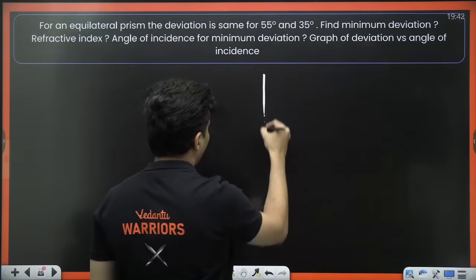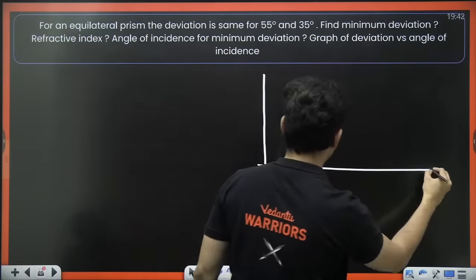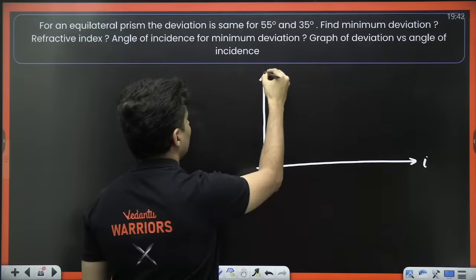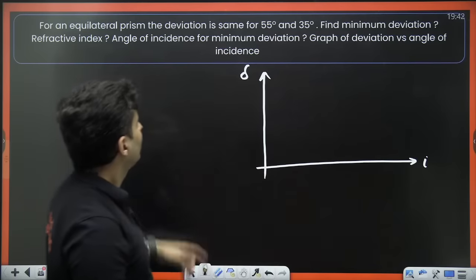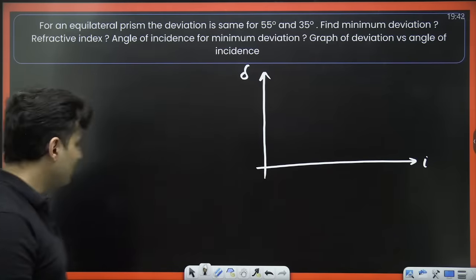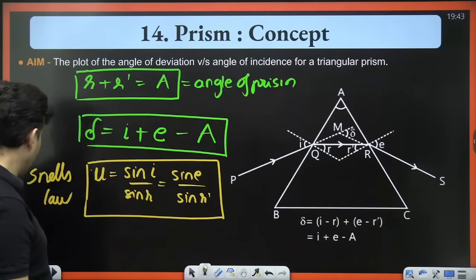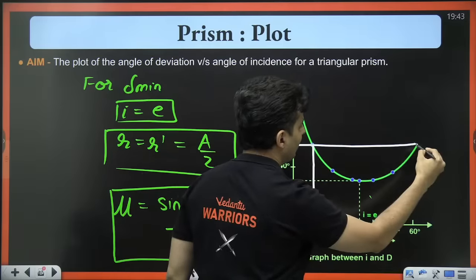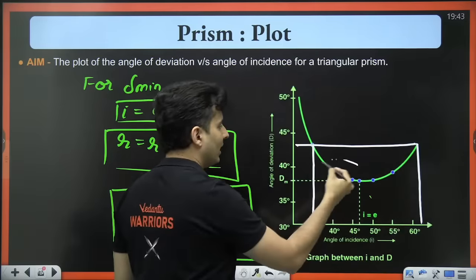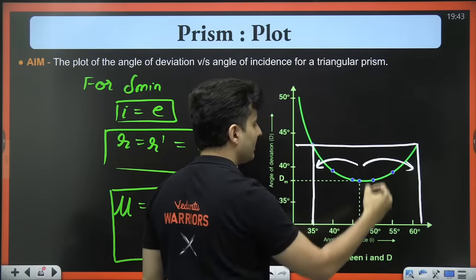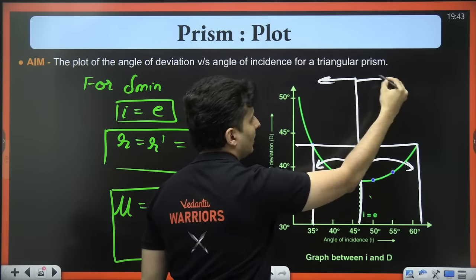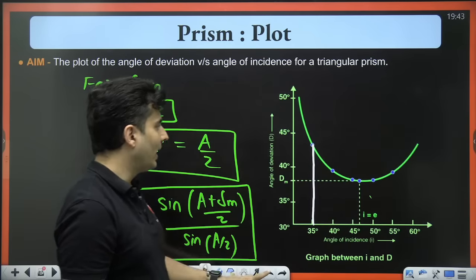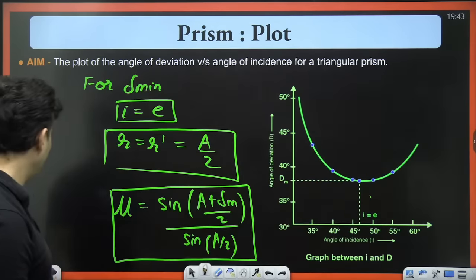First of all, if I draw the graph, it will be very easy for me to understand this. This is angle of incidence. This is your deviation. The deviation is same for two angles. If you look at this particular graph, generally, you will get the same deviation for two angles. Whatever is there on the left side is also there on the right side. It is a symmetric graph about this line. So there are two angles for which you are getting the same deviation.